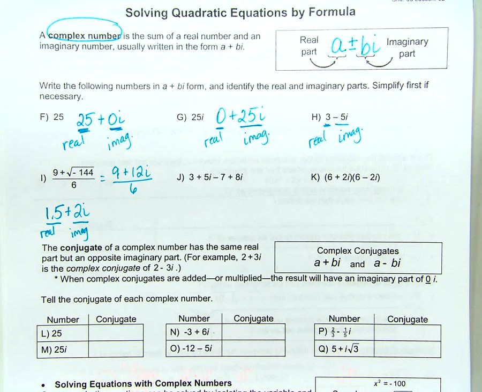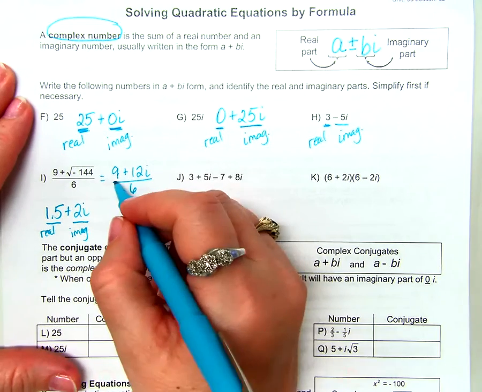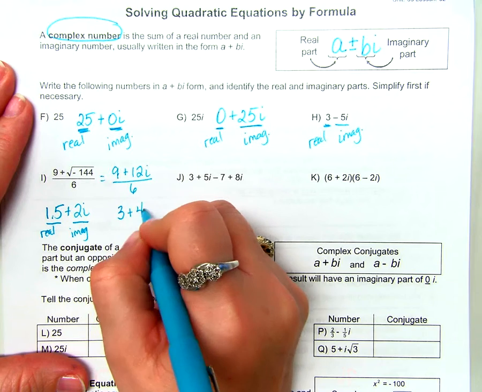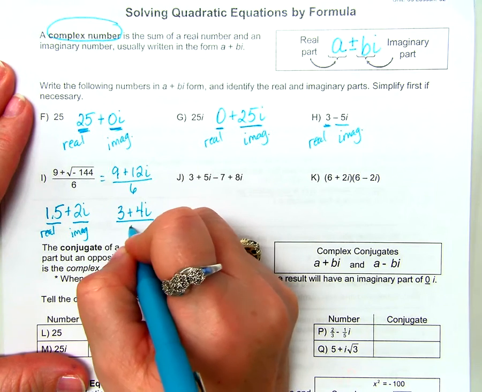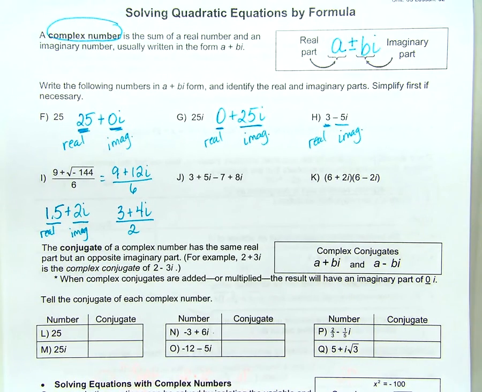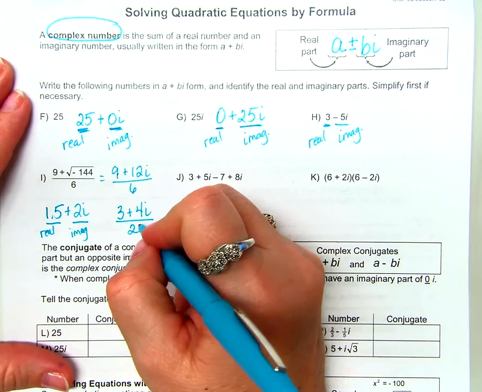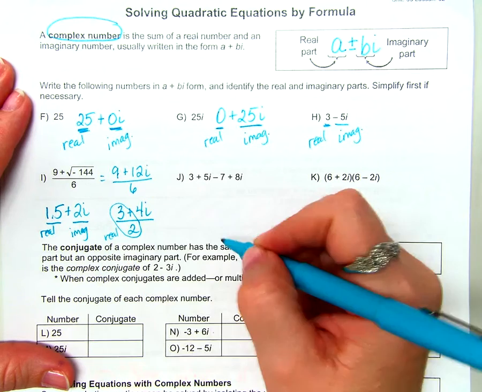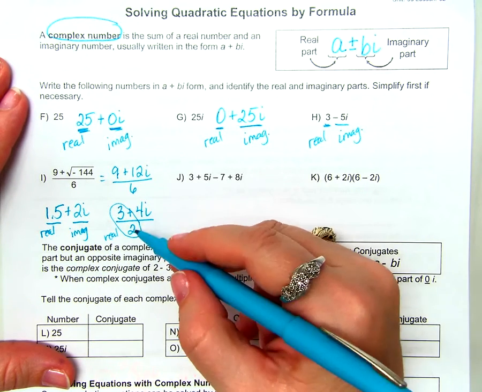What if we just simplified the fraction? Is every part of the fraction divisible by the same thing? What about a 3? Okay, so if I divide each term by 3, I get 3 plus 4i over 2. What's the real part? That is the real part. 3 over 2.